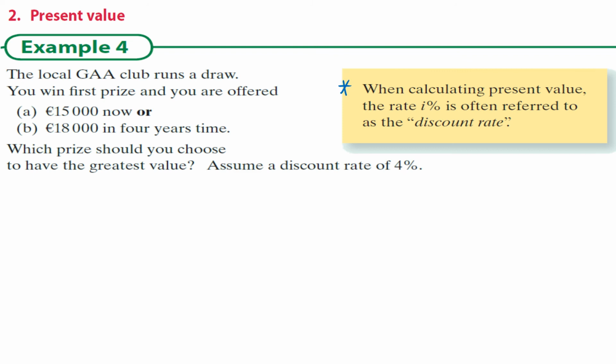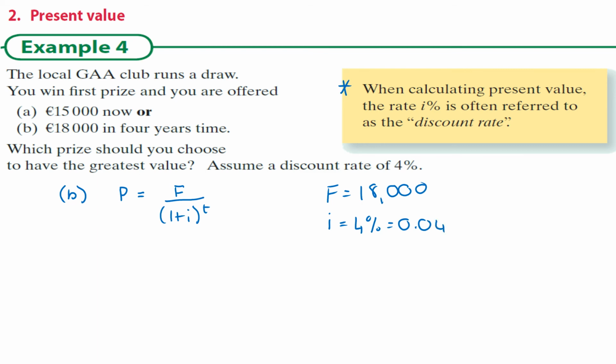We can work this in two ways. We can either bring that 15,000 forward to understand the future value of it, but because we want to work with our new present value formula, I'm going to take the 18,000 in 4 years' time and try to work out the present value of it. So the present value is the future value divided by 1 plus I to the power of T. So the F is 18,000, I is 4%, and that is 0.04, and T is 4 years' time.